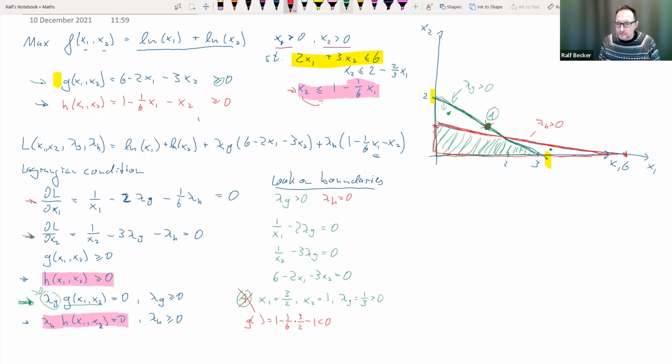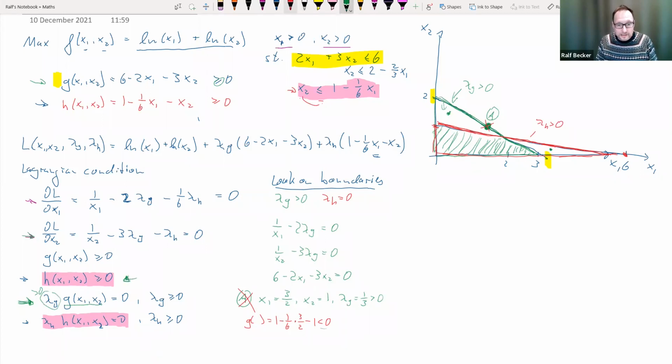Okay, that was a nice try, but that didn't give us a candidate solution. So what have we found out? That point A meets a number of the Lagrangian conditions, but it doesn't meet this one. This one was violated because here our constraint is smaller than 0. So let's try something else.